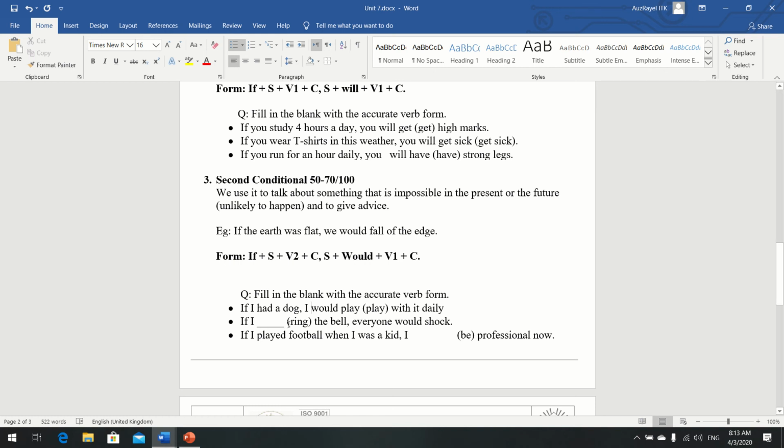If I, here we say the verb of the verb ring, which is rang. If I rang the bell, everyone would shock. Okay? If I played football when I was a kid, I would be professional now.